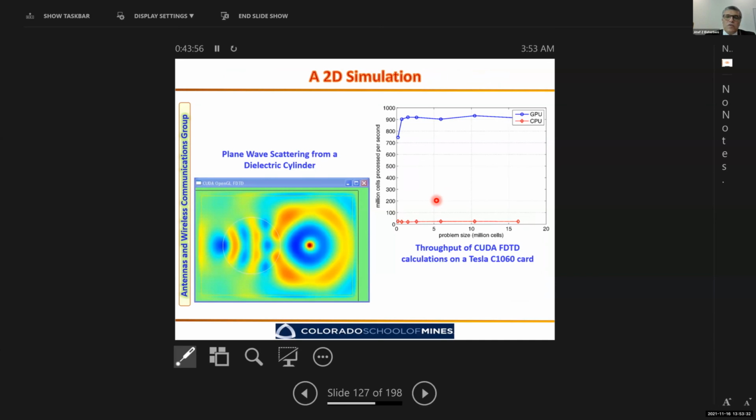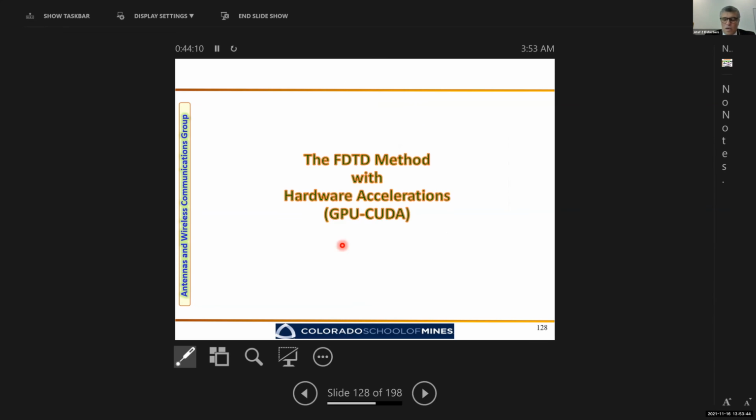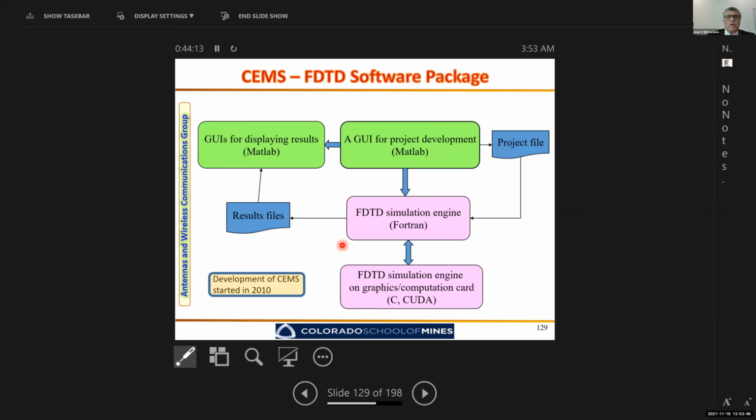So basically you can see the performance of the evaluation is about 900 million cells per second relative to about 20 million cells per second on the CPU. We have developed a program in which we can get our input using MATLAB as an input interface, and output also using MATLAB. And then the computational engine can run using Fortran on the CPU or C code on the GPU.